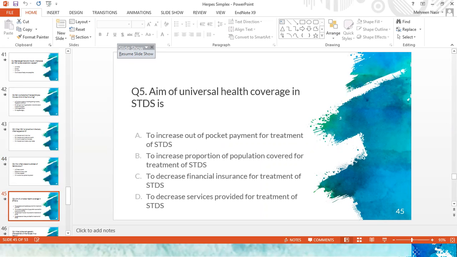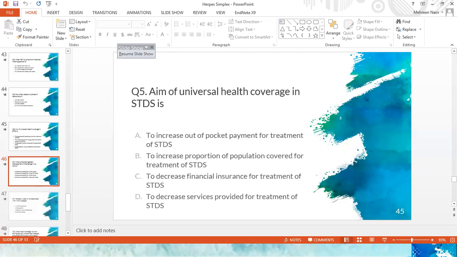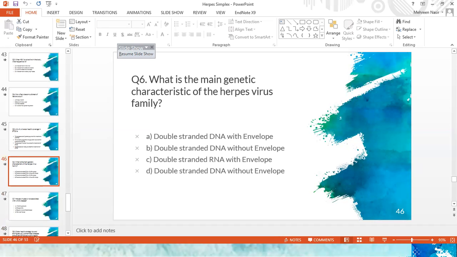Aim of universal health coverage in STDs is to increase out-of-pocket payment for treatment of STDs, to increase the proportion of population covered for treatment of STDs, to decrease the financial insurance for treatment of STDs, or to decrease the services provided. The correct answer is B. Universal healthcare model aims to increase the population covered. What is the main genetic characteristic of herpes virus? The correct answer is double-stranded DNA with envelope.